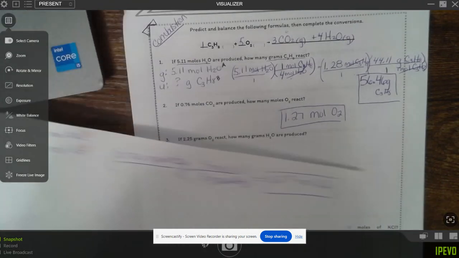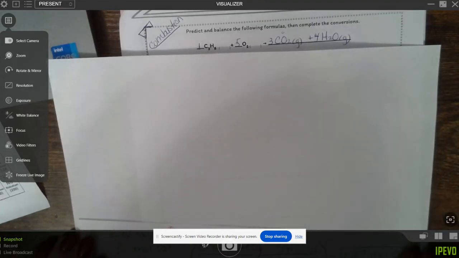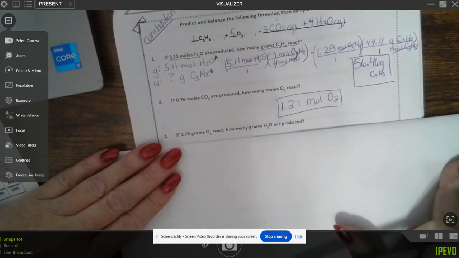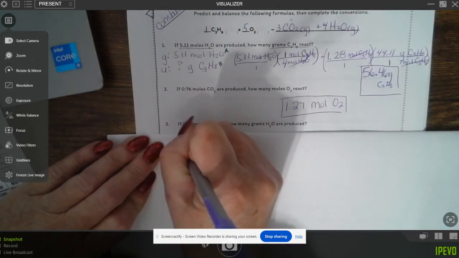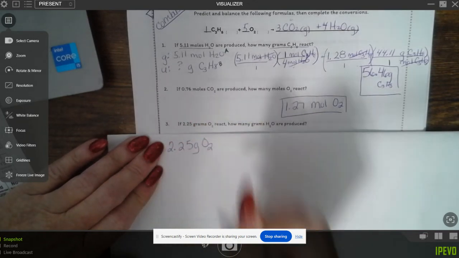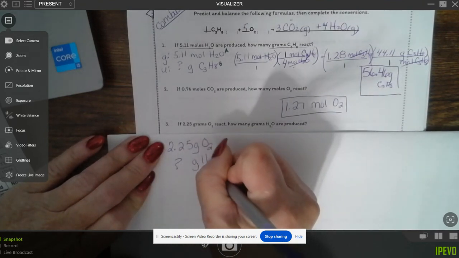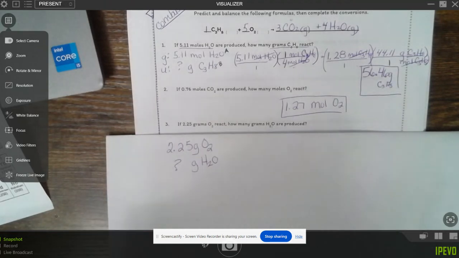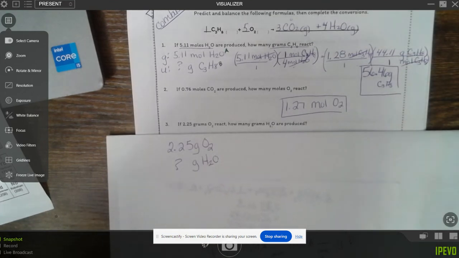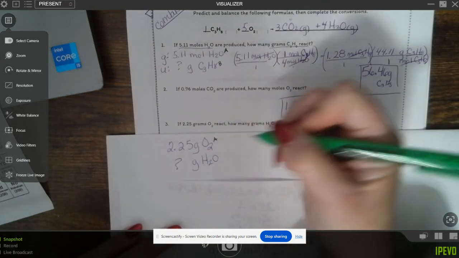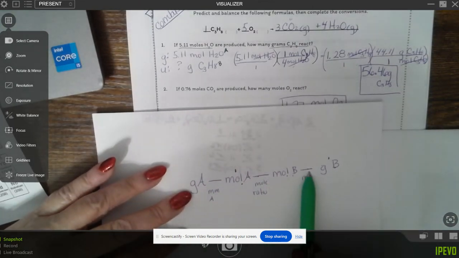Okay. Let's look at the next problem. All right. If 2.25 grams of O2, so I'm starting with 2.25 grams of O2, how many grams of H2O? So we're looking for grams of H2O. All right. We look at our mole map. Moles, grams of A, moles of A, moles of B, grams of B. We are starting with grams of A and going to grams of B. So this is going to be a 1, 2, 3-step problem.